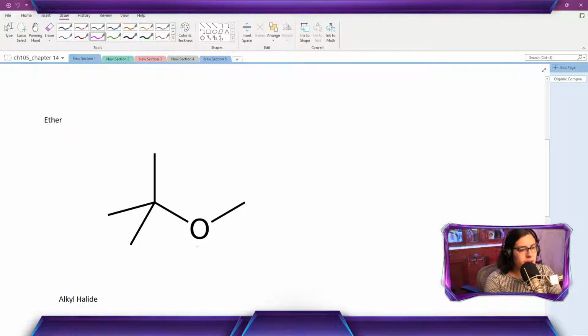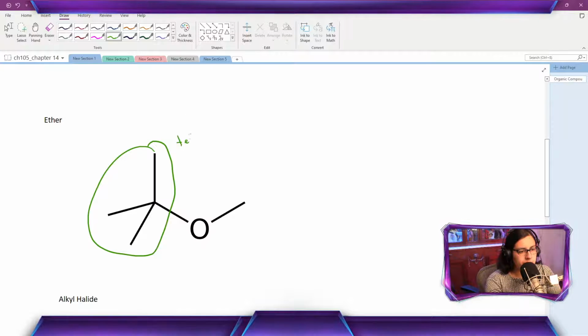let's just name it. We'll look at how to name things, and part of naming things is being able to identify what groups we have. Here, this is a tert-butyl group. And this is a methyl.